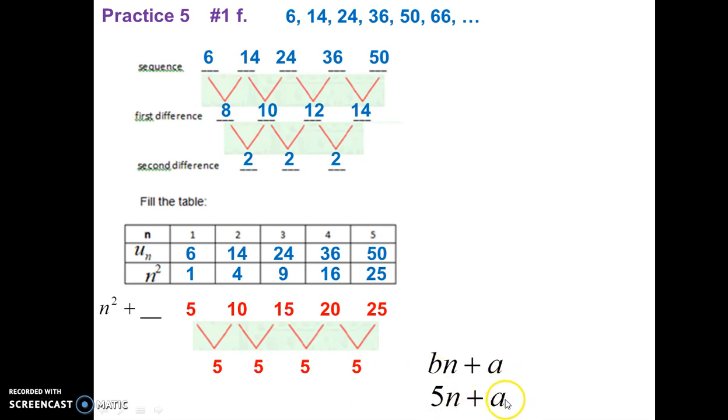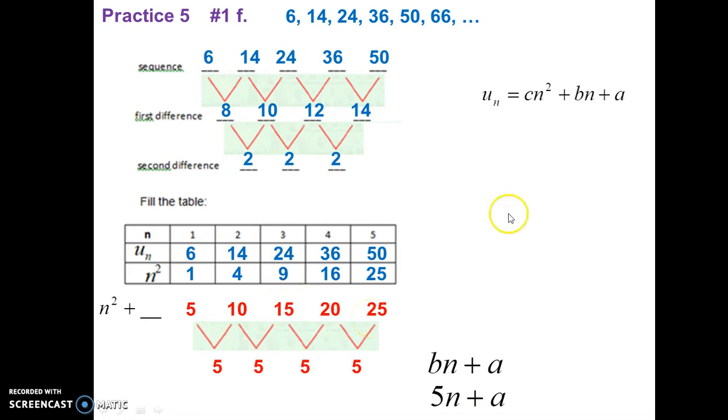The constant rate that it's going up by is your b value, so 5n plus a. Now a might be necessary or maybe not. Let's check. So 5 times n, 5n for each of these. 5 times 1 is 5, and that's the number we need to add. 5 times 2 is 10, and that's the number we needed to add. 5 times 3 is 15. That's the number we need to add. So it looks like 5n is enough. 5n produces these numbers, right? 5 times 1 produces 5. 5 times 2 produces 10. 5 times 3. So 5n is enough.